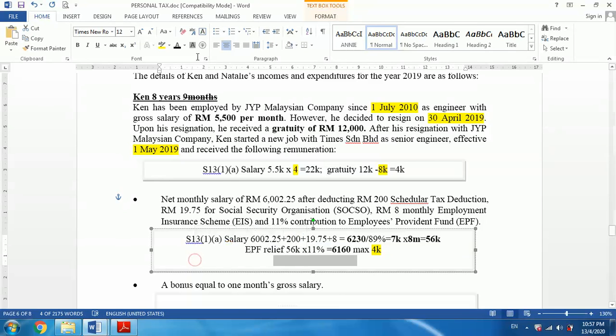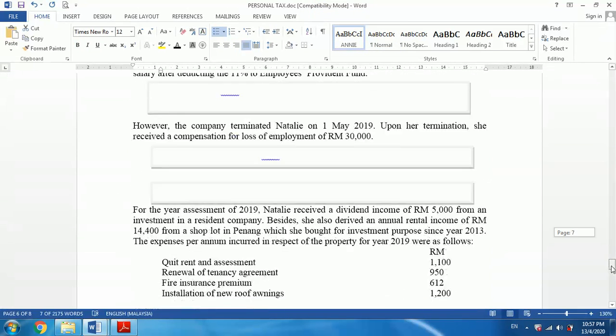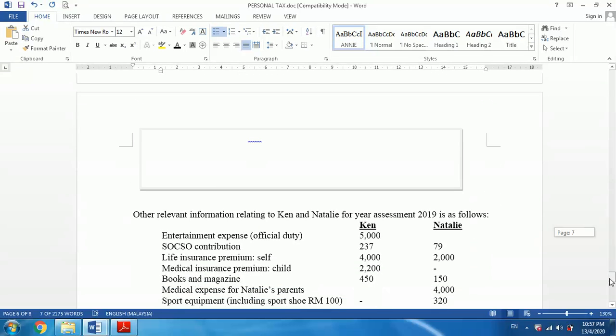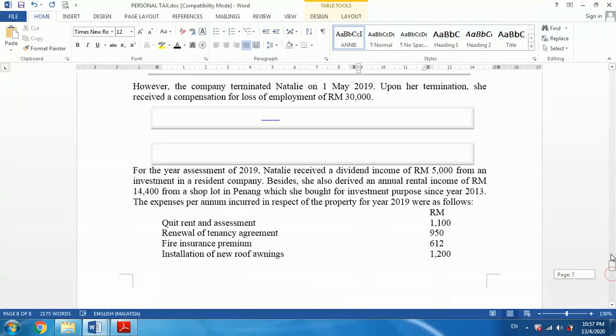And not only this, one more thing, which is the STD. If you notice from the question, there will be STD of 200 times 8 months, so it will be 1,600. So in the last part of the question, don't forget you will have an STD. Actually, we have another item, SOCSO, here, but if you have scanned through the question, we do not need to calculate it because the question already tells you the SOCSO over here. So you just plug in 237 for Ken, that's it.